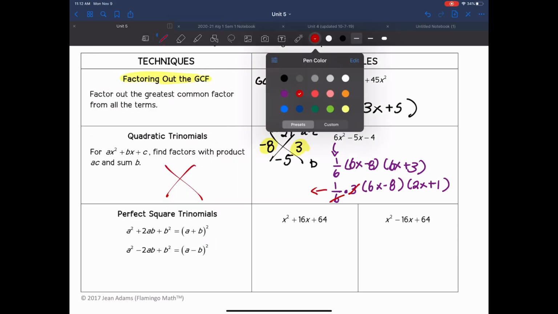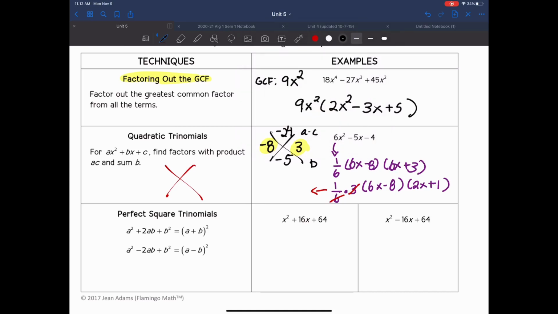So now, I'm going to write this over here. I am going to have 1/2 times 6x minus 8 times 2x plus 1. Okay? And I can distribute this 1/2 into both terms in the first binomial. So if I distribute 1/2 times 6x, that's going to give me 3x. 1/2 times negative 8 is going to give me negative 4. So I have 3x minus 4 times 2x plus 1. And this is going to be the final factored form for this expression.